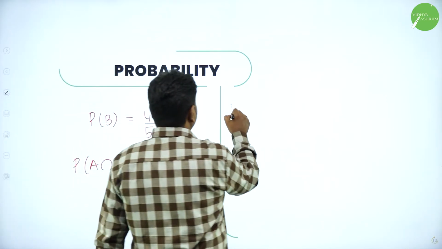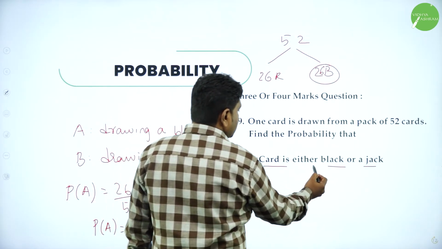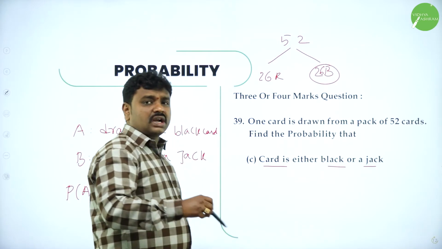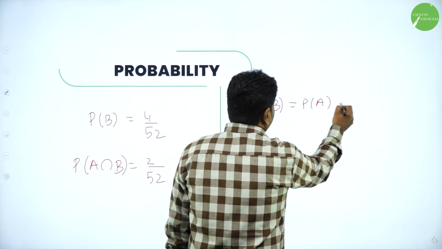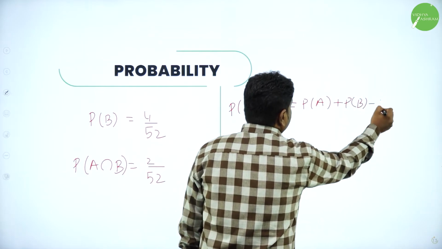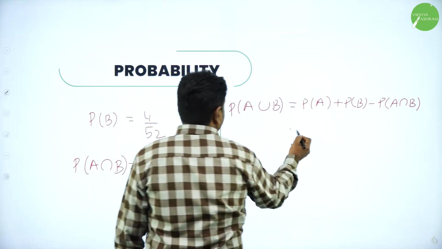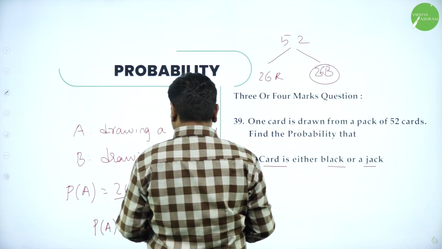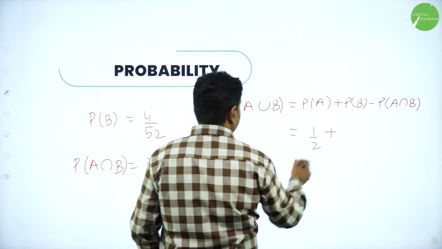They want P of A union B. The question is the card is either black or jack. Either or means union. So what is P of A union B? P of A plus P of B minus P of A intersection B. What is P of A? So now what is probability of A? 1 by 2. Probability of B, P of B, 4 by 52.